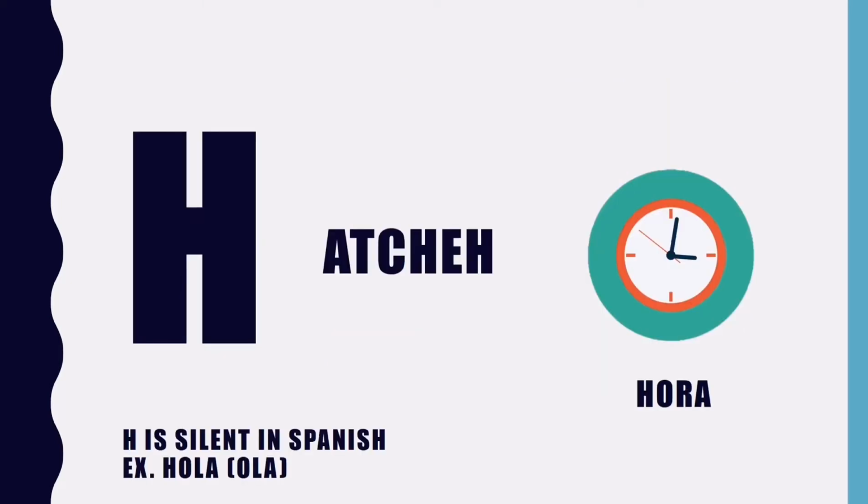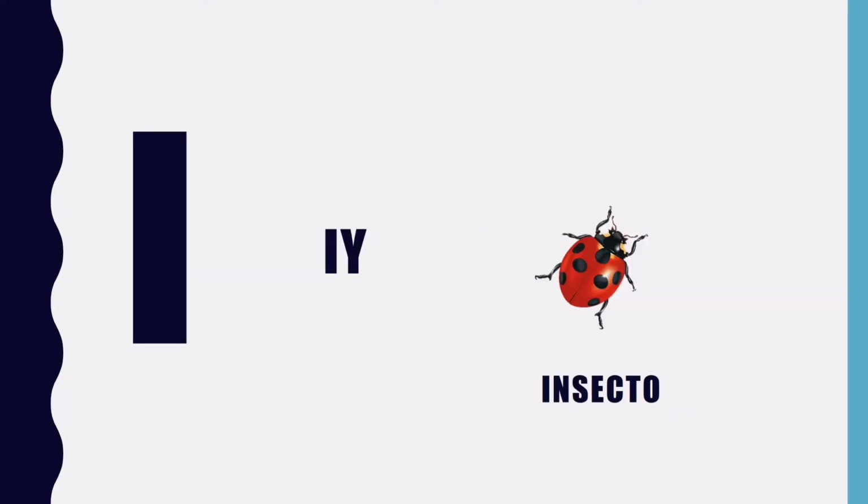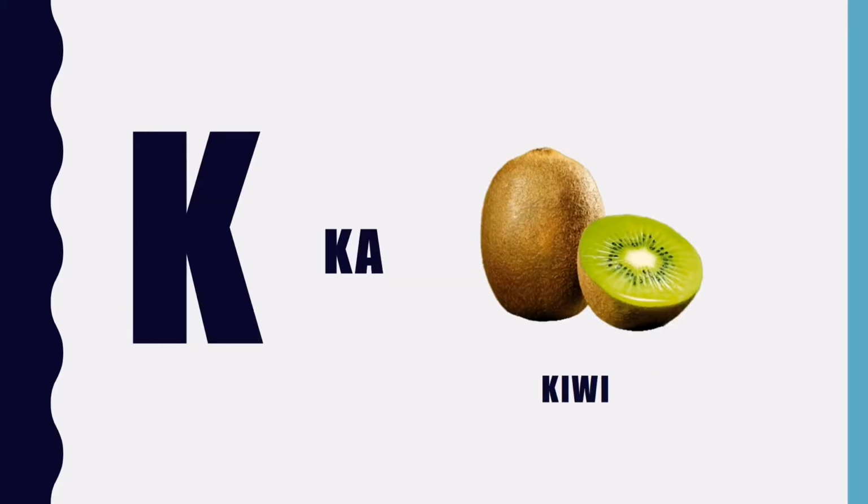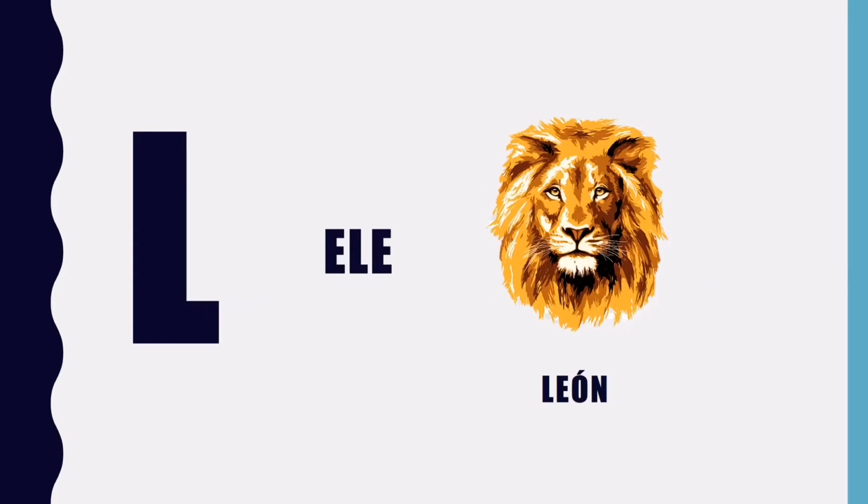The letter H is pronounced hache, and basically the H is silent in Spanish. We don't pronounce it. We say hola, we don't say hola with an H sound. We say hora, we don't say hora with an H sound, so you don't pronounce it. The letter I is pronounced E, like insecto. The letter J is pronounced jota, like the word jarabe. Now the letter K is pronounced ka, such as kiwi.